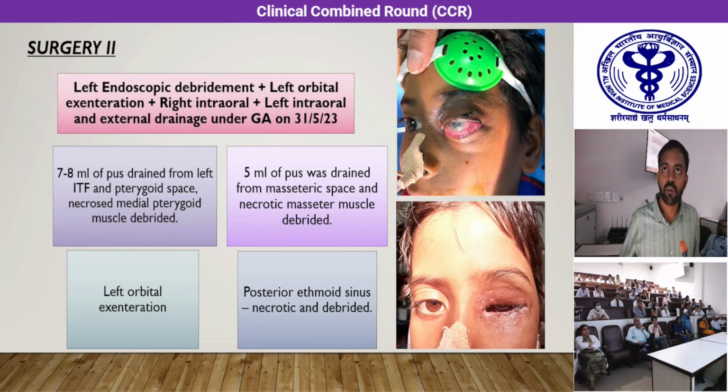Intraoperatively, around 7 to 8 ml of pus drained from the infratemporal fossa and pterygoid space. Necrotic medial pterygoid muscle was debrided. 5 ml of pus was drained from the masticator space, and necrotic masseter muscle was also debrided. The pus-filled necrotic orbit was completely exenterated, and the surrounding tissues were found to be unhealthy and necrotic, which were debrided.